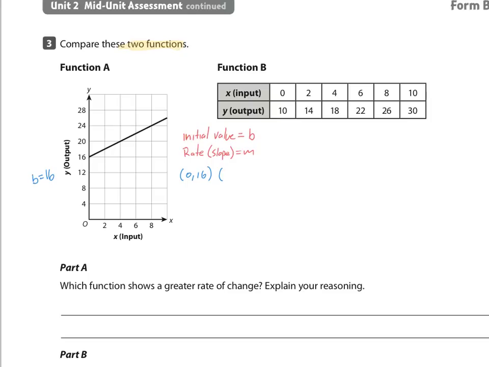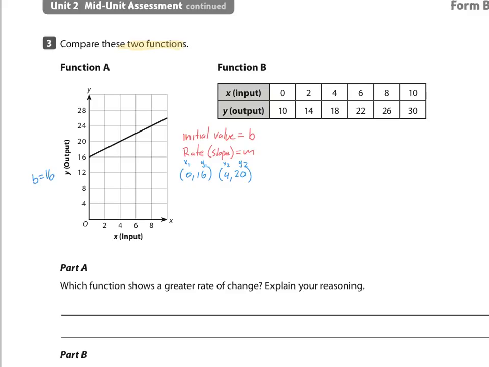So now I'm going to write 4 and 20. And like always, we're going to label our x's and our y's. So this is going to be x1, y1, x2, y2.